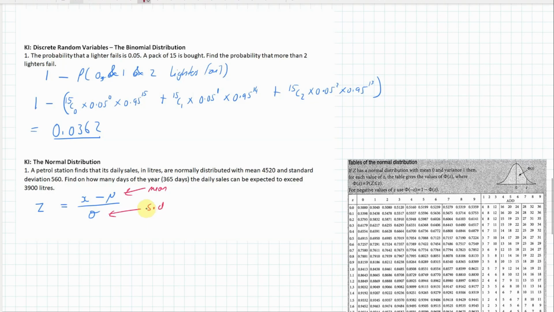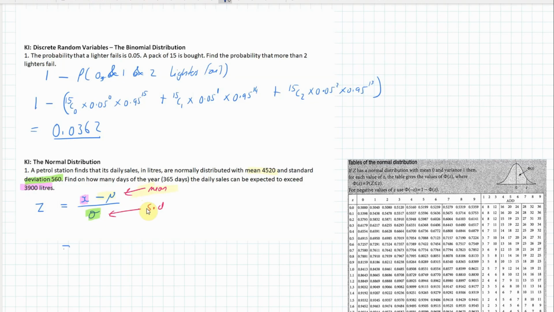So let's read the question. We've got a petrol station that finds that daily sales in litres are normally distributed with a mean of 4250, so this is this one, and a standard deviation of 560, so this is this one, and find on how many days of the year the daily sales can be expected to exceed 3,900 litres. So what I'm thinking here, team, is that this here is going to be our X value. So there we go, we've got all of those.